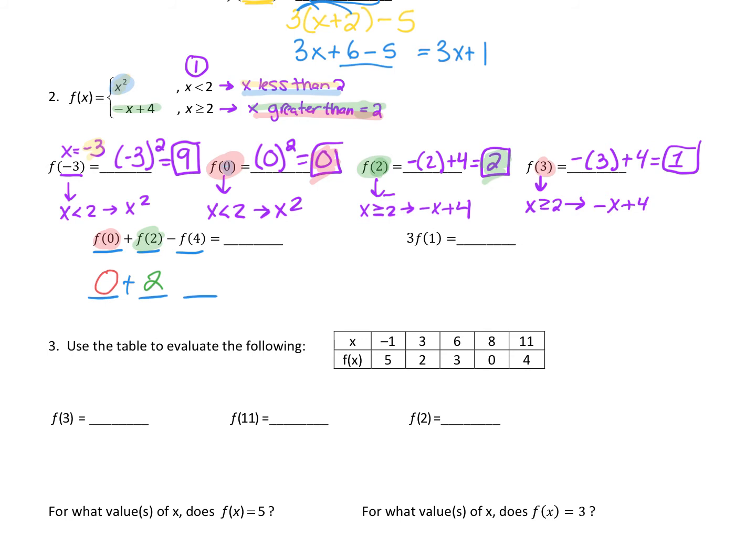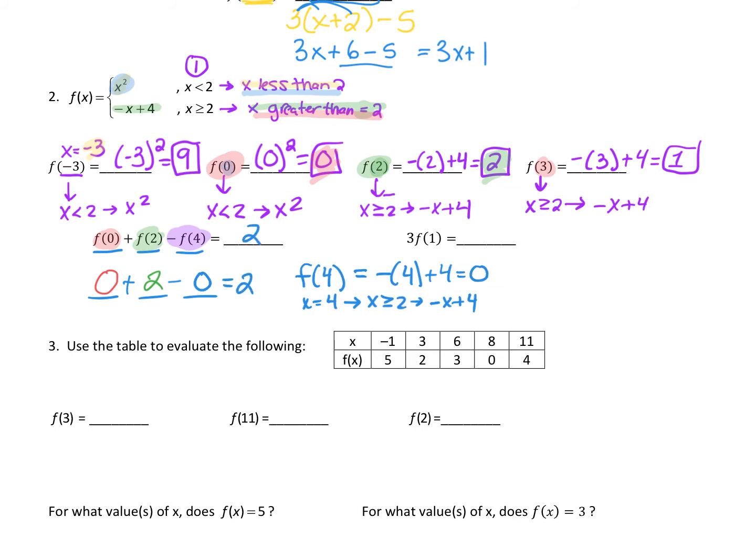And then minus f of 4, so this is going to be minus whatever f of 4 is. F of 4, oh, well, I didn't find f of 4, so let's find f of 4. So f of 4 would mean x equals 4. So x equals 4 is greater than or equal to 2, so that means I'd use that negative x plus 4 equation. So I'd have negative 4 plus 4, so I'd actually get 0. So 0 plus 2 minus 0 would equal 2.